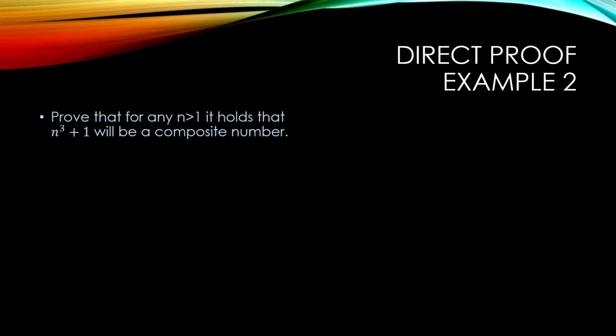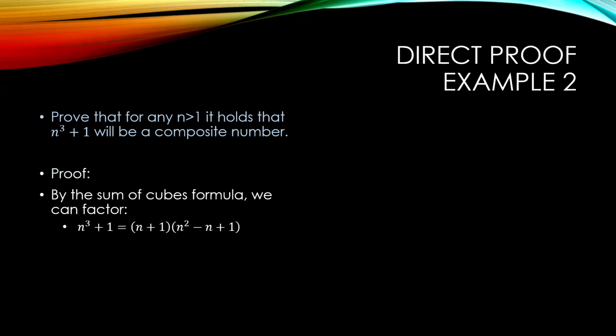Here's another example. If you'd like, pause the video and give this one a shot. So we are going to prove that for any n greater than 1, it holds that n cubed plus 1 will be a composite number. The nice thing about n cubed plus 1 is it's factorable. We can factor this using algebra. And so by the sum of cubes formula, we can factor n cubed plus 1 as n plus 1 times n squared minus n plus 1.